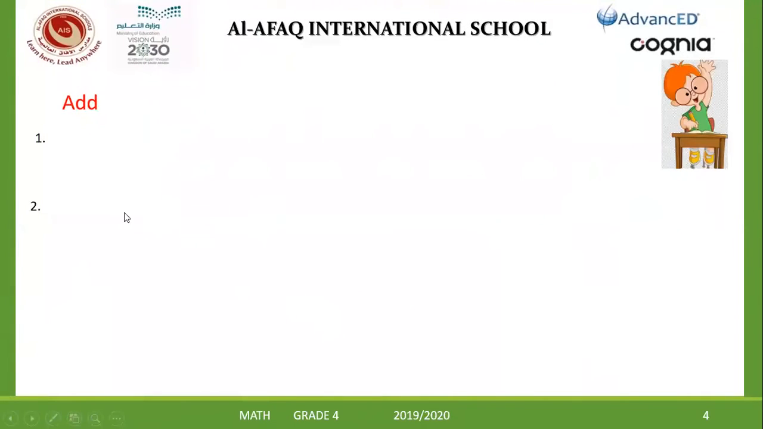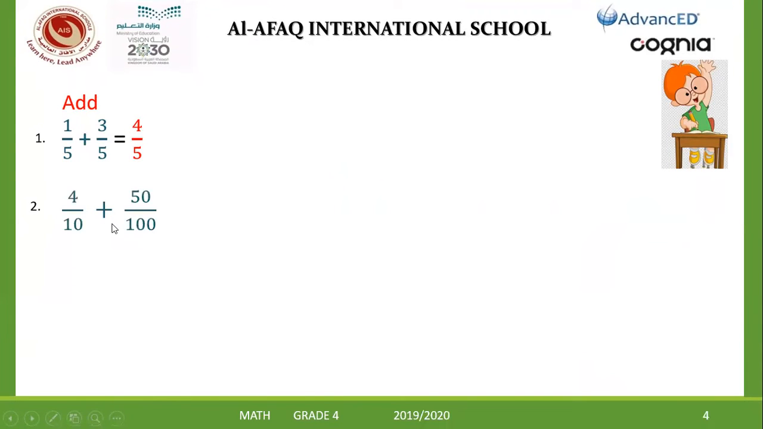We learned before adding fractions that have the same denominator. If we already have the same denominator, we can add by keeping the same denominator and just adding the numerators together. So here, 1 over 5 plus 3 over 5: I keep the same denominator and we add the numerators together. 1 plus 3 is 4.